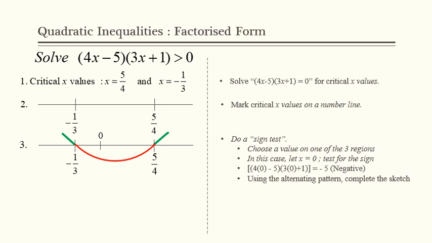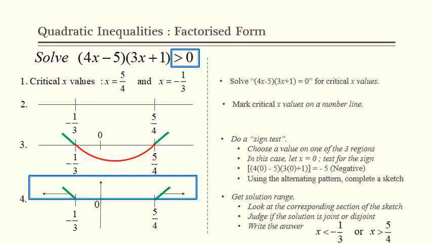Using the alternating pattern of the quadratic function, complete the sketch. Since the question wants to know for what values of x is the expression positive, we will look at the corresponding section of our sketch. In step 4, we will get our solution range. Look at the section above the number line. As the lines are disjoint, the solution is the disjoint range written as x less than -1/3 or x more than 5/4.